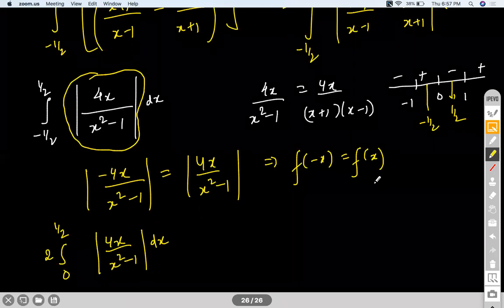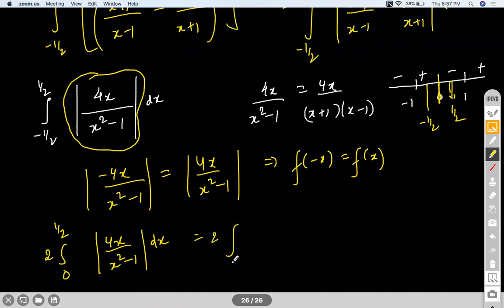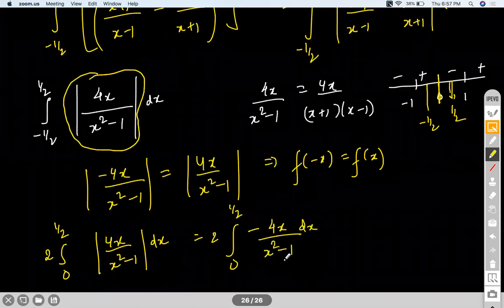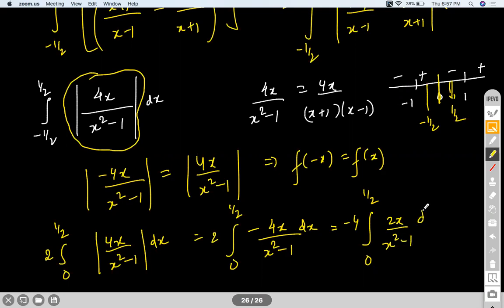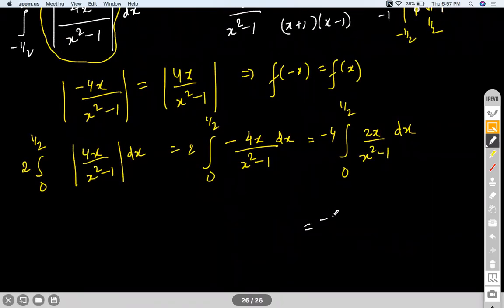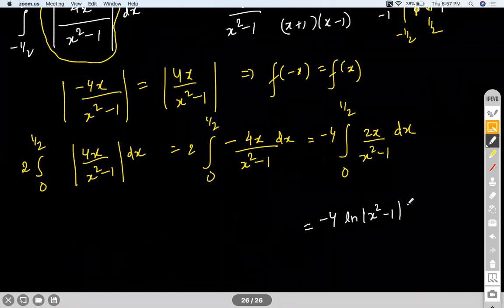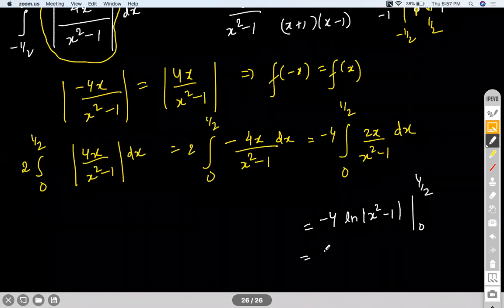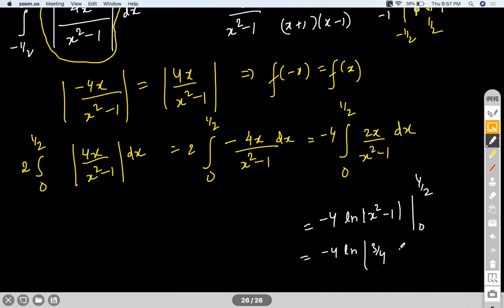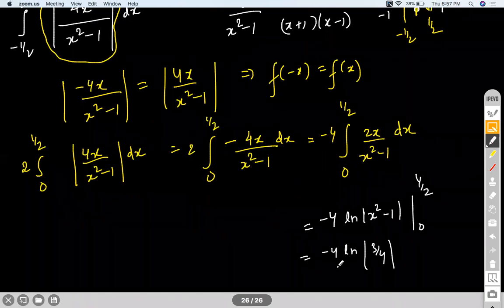Now I don't even need this part. I can only deal with the 0 to half interval where the function is negative. So it becomes negative 4x by x square minus 1. I'm sure by this time you would have known how to integrate this. So if you take a minus 2 out, so minus 4, 0 to half, 2x by x square minus 1. This integral is minus 4 ln of mod x square minus 1. Put first half. Half will give you ln 3 by 4. 0 will give you 0. So that is just going to be minus 4, sorry, plus 4 ln 4 by 3.